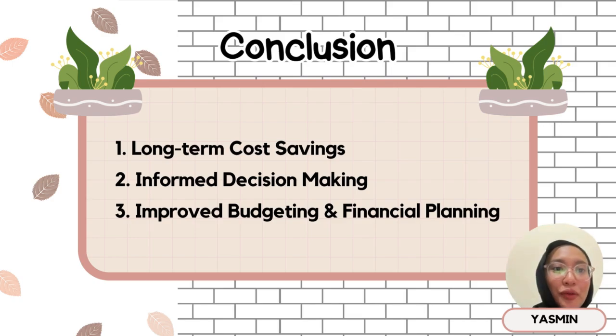In conclusion, we know that life cycle costing will determine the long-term cost savings because it identifies cost-effective options over the product's lifespan, reducing overall expenses. Secondly, it informs decision making, which provides a clear view of financial implications, aiding in better purchasing decisions. And lastly, it improves budgeting and financial planning because it enhances budgeting accuracy by forecasting future costs and benefits.